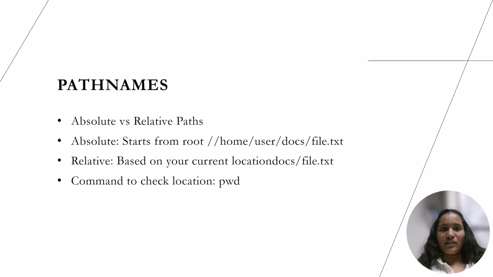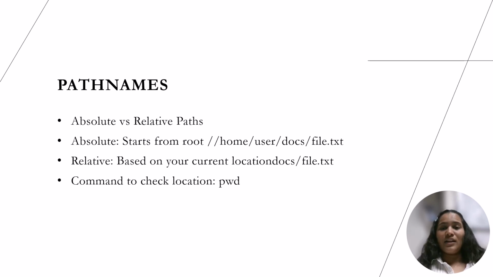Before we manipulate files, it's important to understand path names. An absolute path is the full path starting from the root directory. For example, I am in my folder, there is a home, username, documents, and then there is a file. So when we are supposed to get an absolute path, it starts with slash home, slash username, slash documents, and then the file.